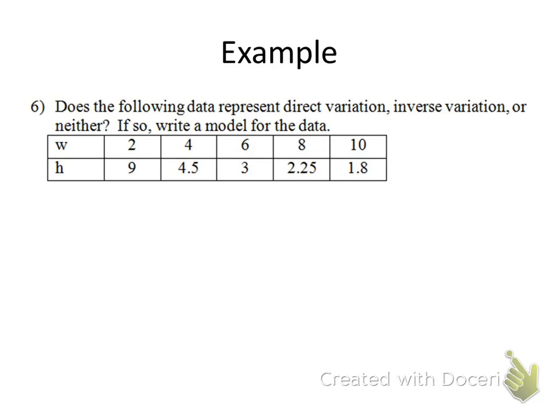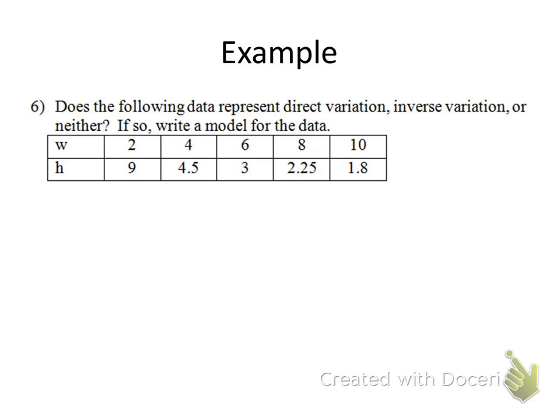So in this example, what's going to happen is if it's direct variation, as you read W, if it's increasing, so should H. That's for direct variation. And if it's not, you go to inverse. And then, so we got a test for one of them.